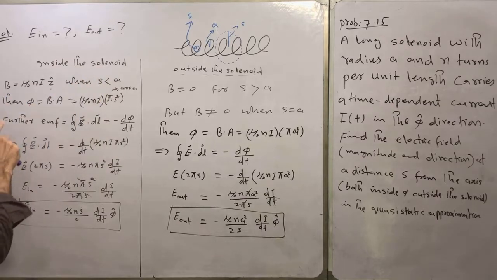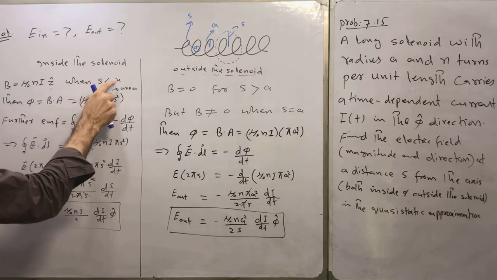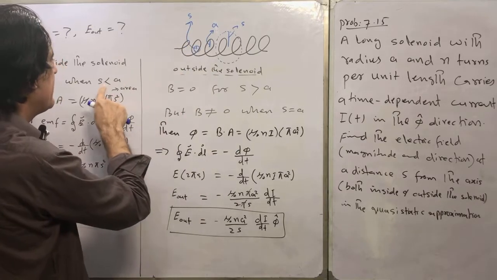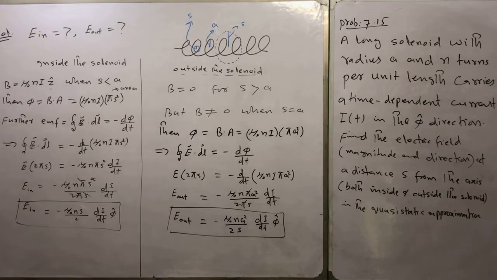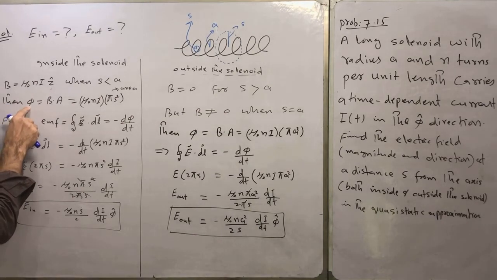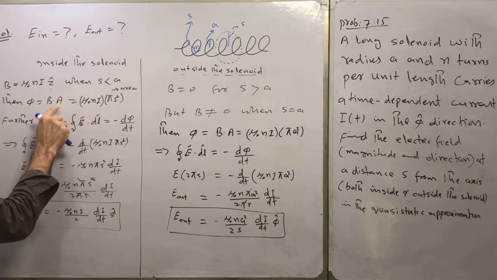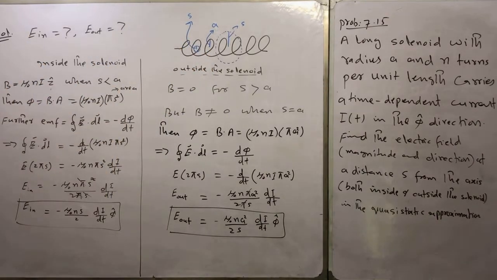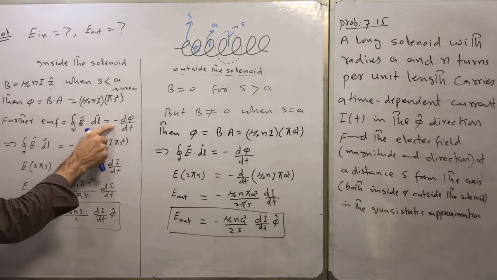Inside the solenoid we have the magnetic field. We know it is mu naught n I in the z direction when s is less than a. This is the circle; we have the radius s, and s is less than a, the original radius of the solenoid. Then we need to find the flux, B dot dA. B is equal to mu naught n I, and the area of this loop is pi s squared because it has radius s. Further, we know the EMF from Faraday's law, E dot dl, which is equal to minus d phi divided by dt.